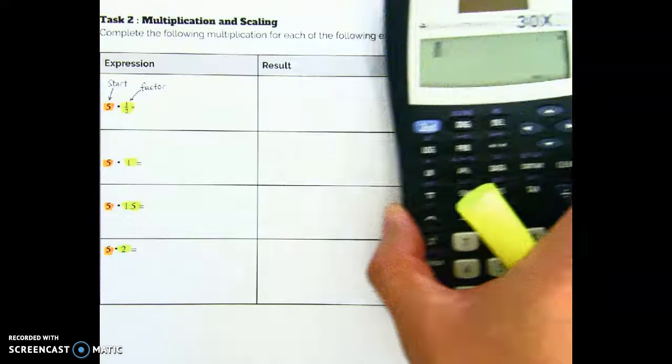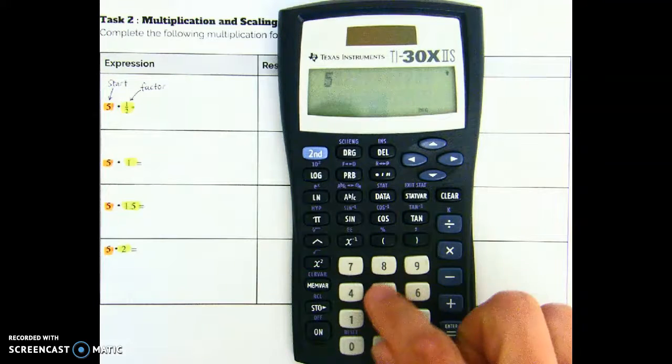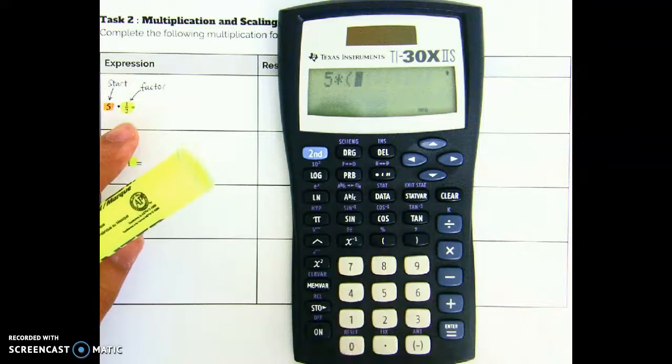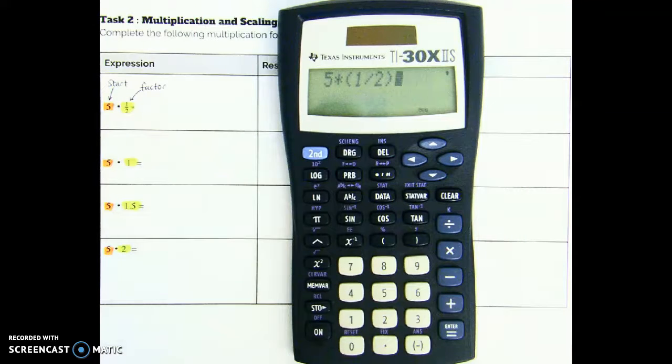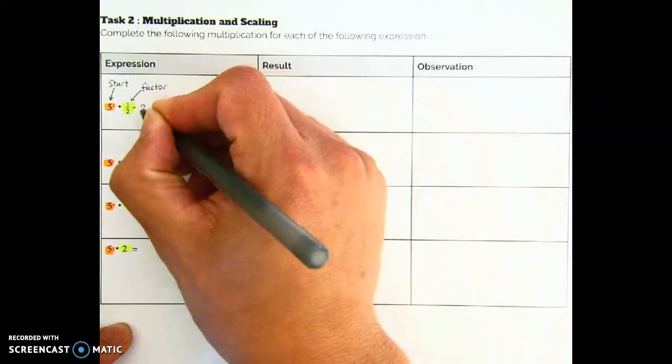Let's do the first one together. Grab a calculator, and we're going to type in 5 times, and for the 1/2, we're going to put that in parentheses, 1 divided by 2. Close the parentheses. Go ahead and make sure that your calculator says the same thing as yours. Great. And when you press enter, you should get that the answer is 2.5. So we're going to write that down over here, 2.5.